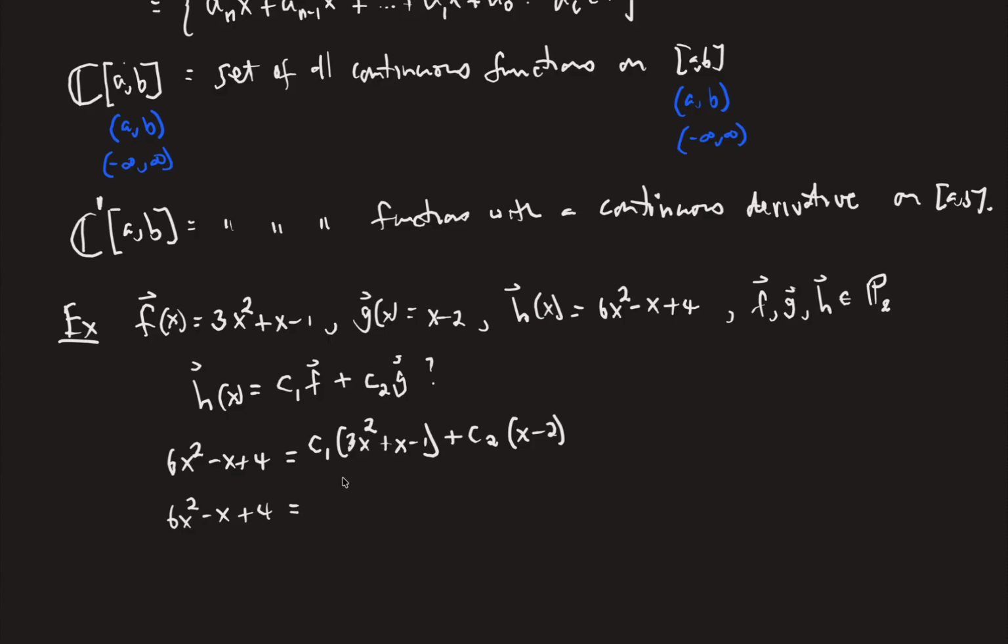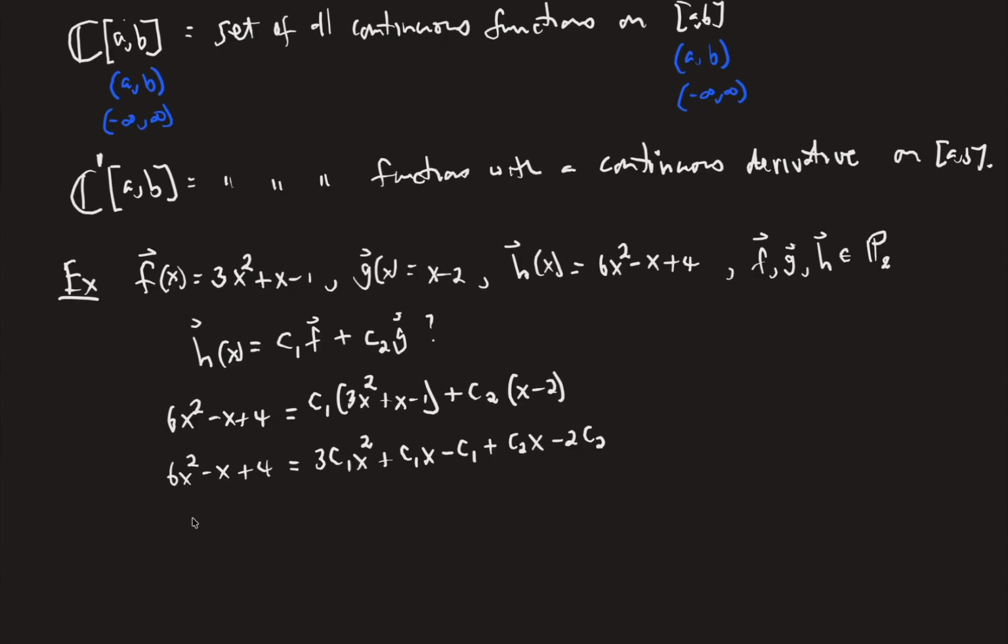But let's distribute the c1. So we will have 3c1x squared plus c1x minus c1. And then let's distribute the c2. And then plus c2x minus 2c2, and then let's collect like terms. So let me write this down. So 6x squared minus x plus 4. For like terms, there's only one term that has an x squared on the right, so that would just be 3c1 x squared. Now we have a couple terms that have an x on the right-hand side, so it will be c1 plus c2, that quantity times x.